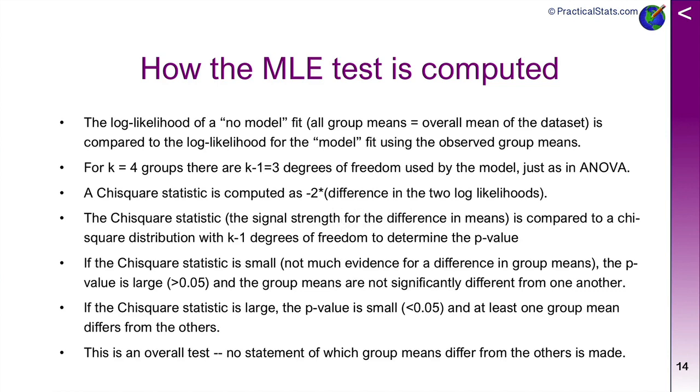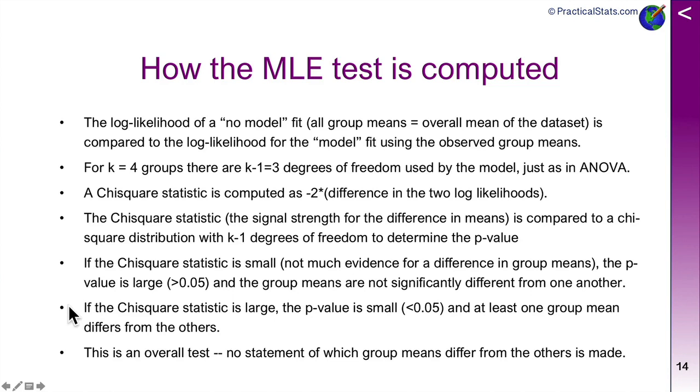So if that number is large, we're going to find out that the means are different and reject the null hypothesis of no difference. If the chi-squared statistic is small, there's not much evidence for a difference between this model log likelihood and the no model, all the same means log likelihood. If there's not much difference there, then it won't find a difference between the groups.